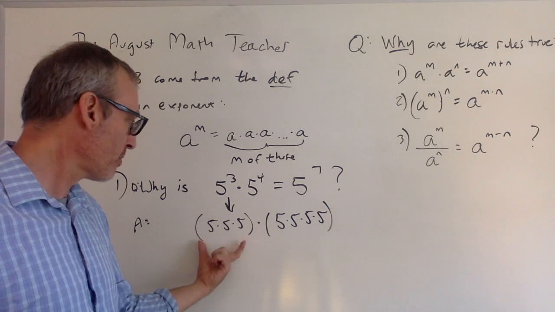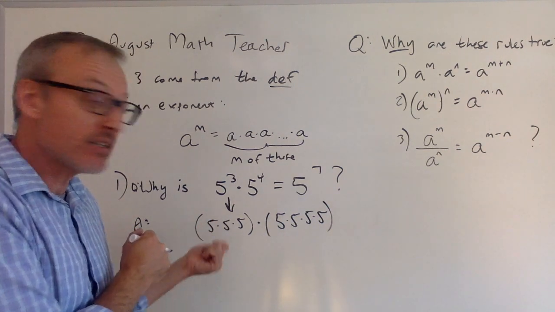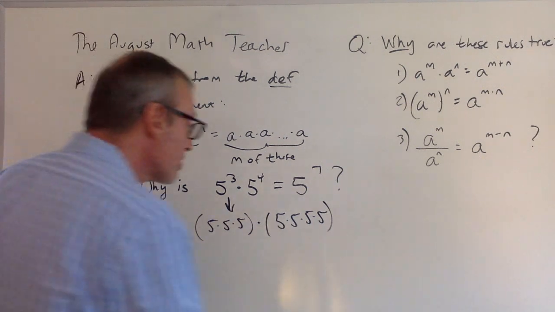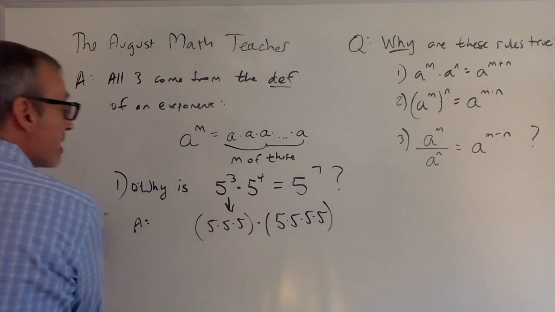Because literally, there are 3 of them here and 4 of them here, and so there's a total of 3 plus 4, there are 7 of them. And so, of course, it's 5 to the 7th. And so I would ask you all, that's the answer. That's the answer why a to the m times a to the n is a to the m plus n.